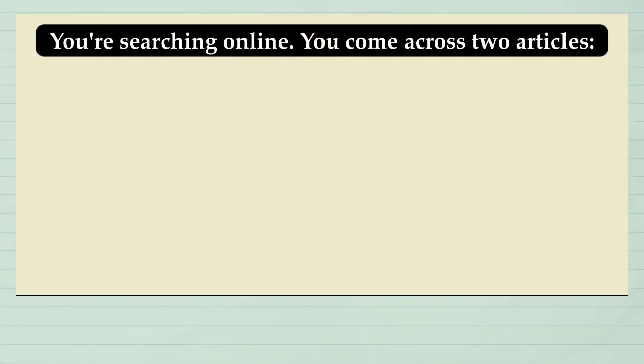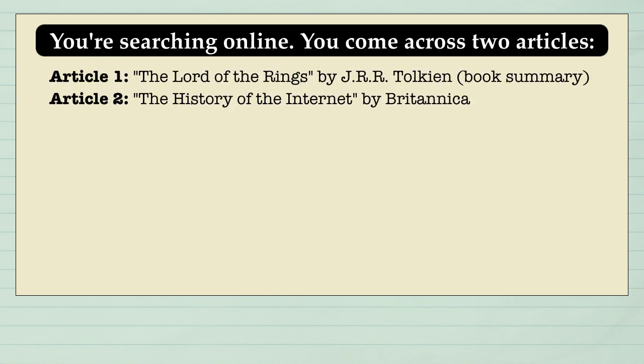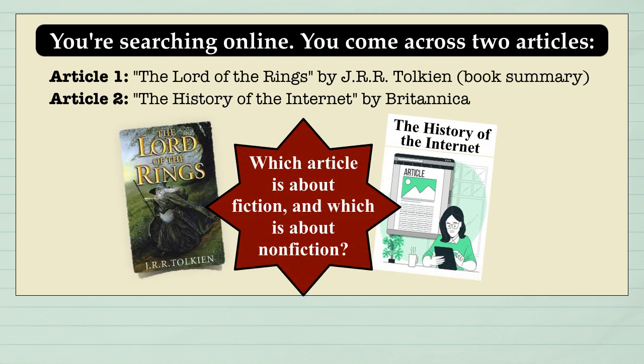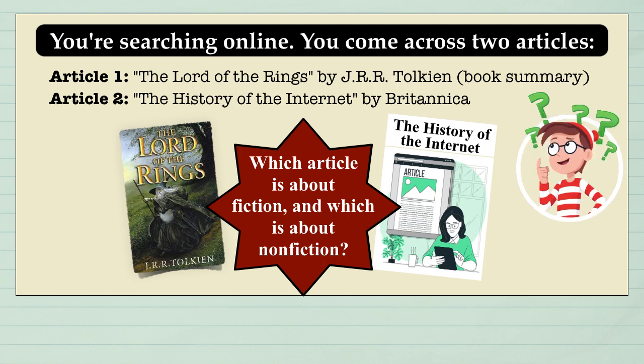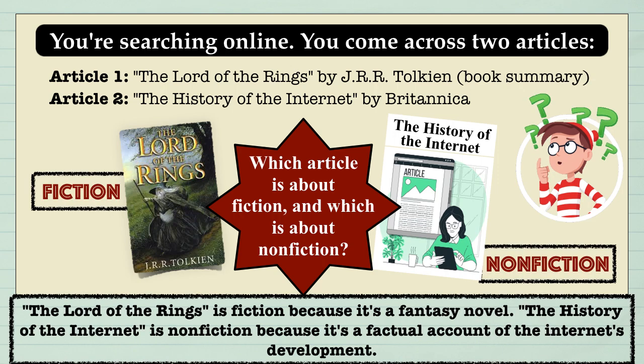You are searching online. You come across two articles. Article 1, The Lord of the Rings by J.R.R. Tolkien. Book summary. Article 2, The History of the Internet by Britannica. Which article is about fiction and which is about non-fiction? Choose wisely. The Lord of the Rings is fiction because it's a fantasy novel. The history of the internet is non-fiction because it's a factual account of the internet's development.